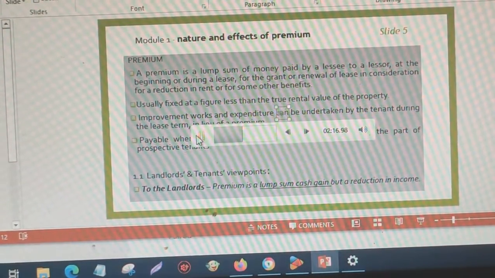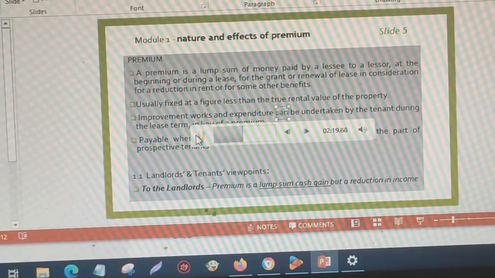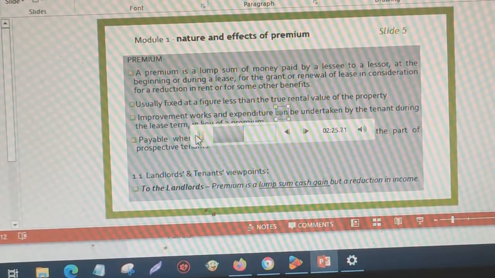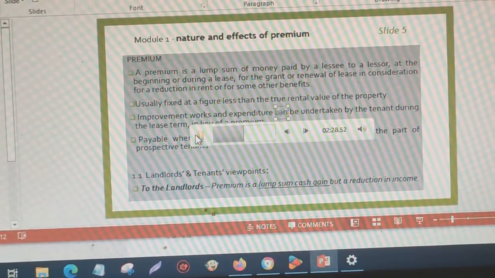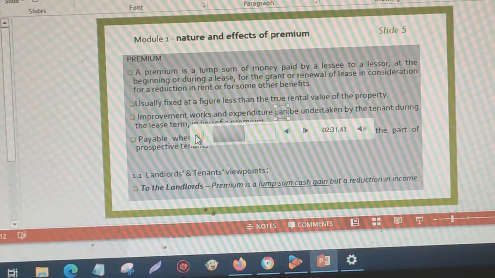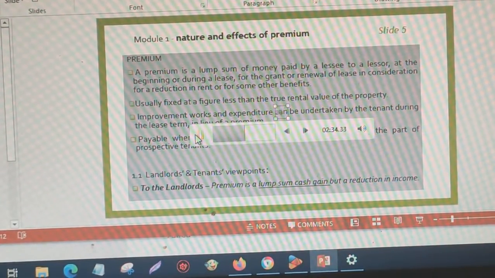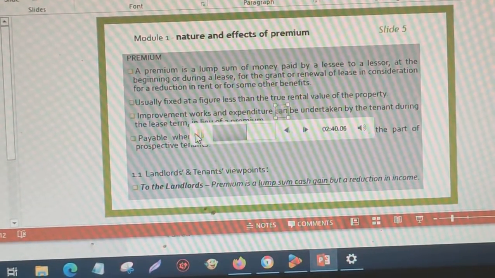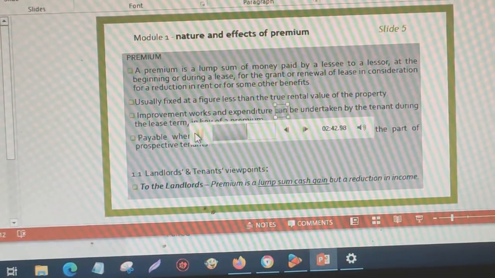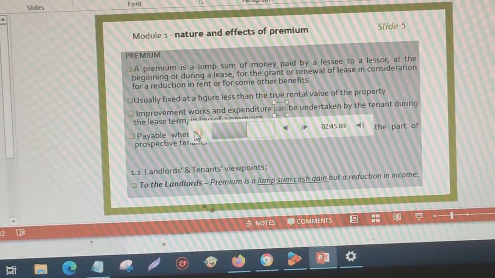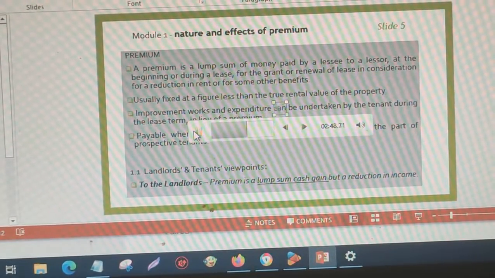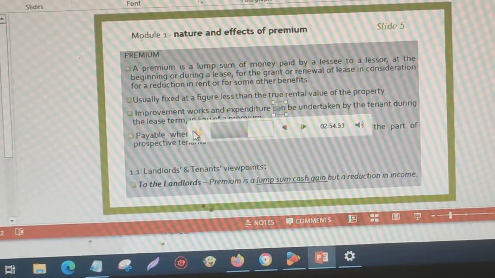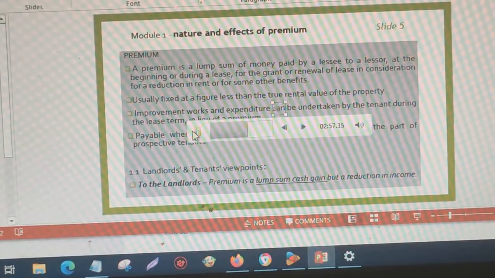The premium is usually fixed at a figure less than the true rental value of the property. Because if the lump sum payment is to facilitate a reduction in rent, then the actual rent passing must be below the true rental value. So there must be a profit rent to be enjoyed by the lessee. That is what it means. Once the lessee pays a premium, the rent must be reduced so that the lessee can enjoy a profit rent as a gain to him for going into that venture.